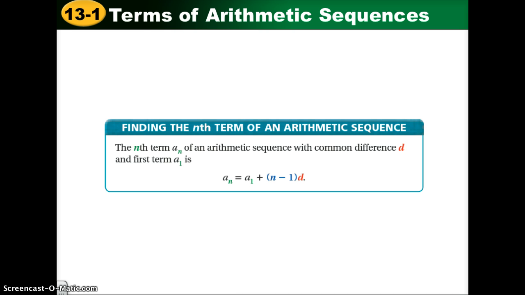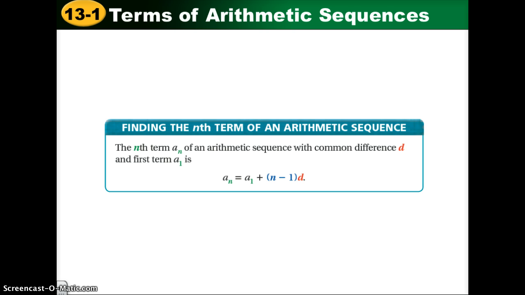We can do this in an equation format too. If we're looking for the nth term, which means any number down the road, we could be looking for the 5th term, the 100th term, the 1000th term. A sub n of an arithmetic sequence with a common difference d and the first term a1 looks like this: a sub n equals a sub 1 plus the quantity n minus 1 times d.